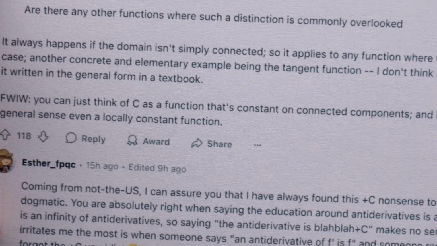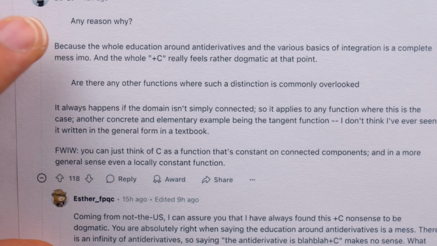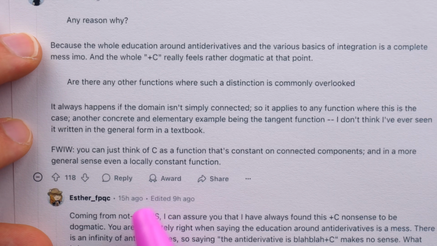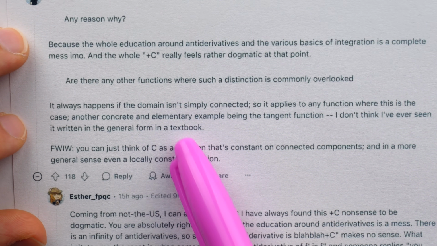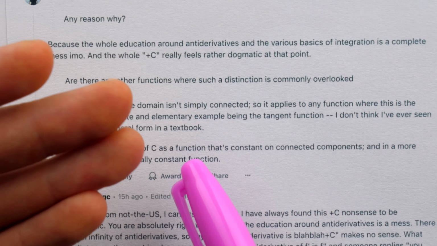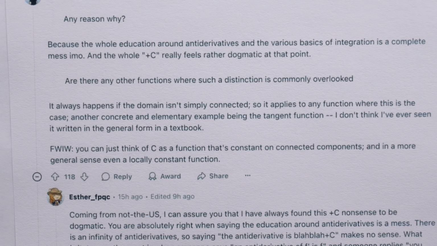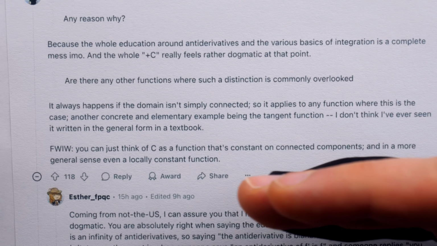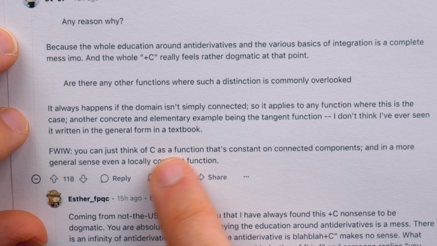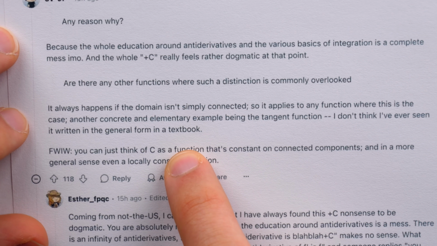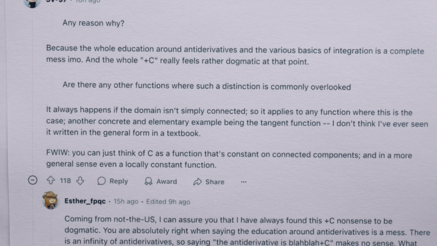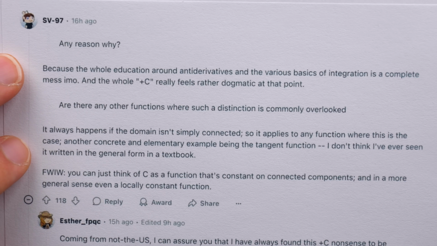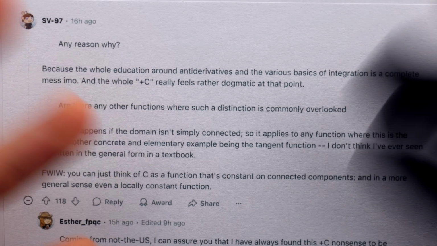Several people also mention an alternative way to make this issue go away, which is to think of c not as a particular number value, but as a function that's locally constant. So it could be one constant value on an interval, but then on a separate interval, it could take on some other constant, so it holds constant values, but only across particular intervals. If c is a locally constant function instead of just a constant value, then it has every right to be different across distinct intervals. That, of course, isn't how students are generally taught to think about the plus c, but it does settle the issue.